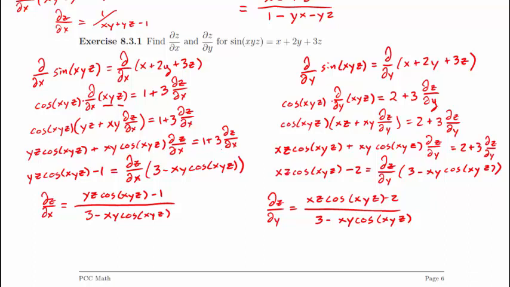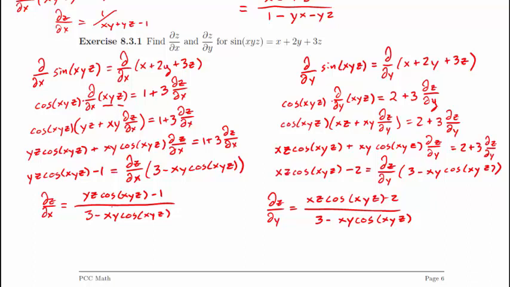We move the terms with the partial of z with respect to x to one side. I moved them to the right side. The terms without the partial of z with respect to x go to the left side. So we get yz cosine of xyz, close parentheses, minus 1 equals the partial of z with respect to x times the quantity 3 minus xy cosine of xyz. Divide that over to get the partial of z with respect to x equals, on top, yz times cosine of xyz minus 1, all over the quantity 3 minus xy times cosine of xyz.